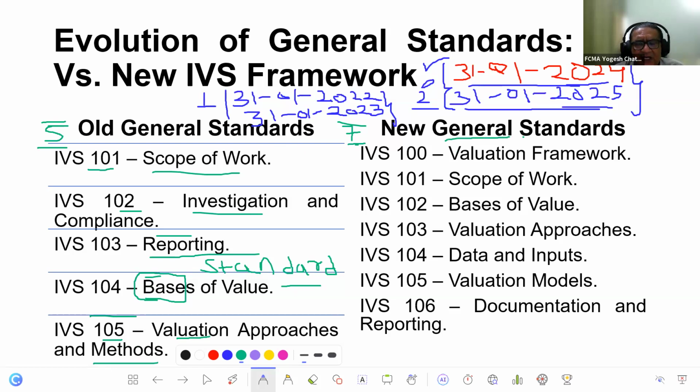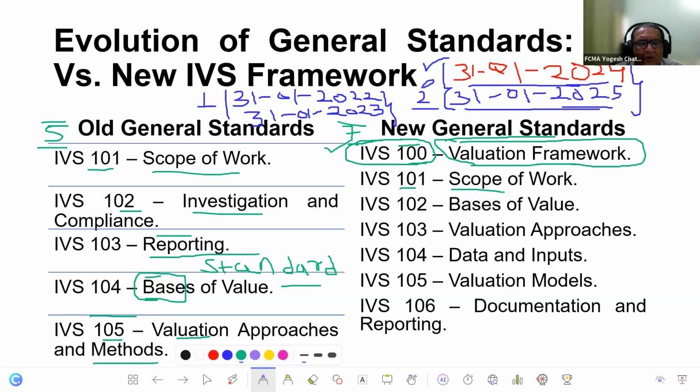And if we go to the new general standards, we have IVS 100, which is on valuation framework. That is a newly added general standard. If you go through the current version, guidance on the valuation framework is already there at the beginning of the IVS, but now it is formalized as a general standard. So it has been given more recognition now.